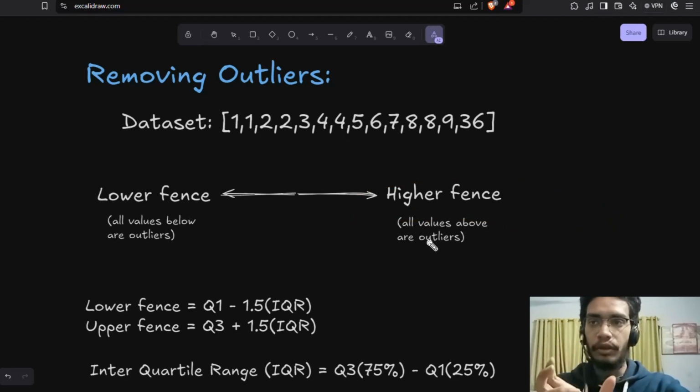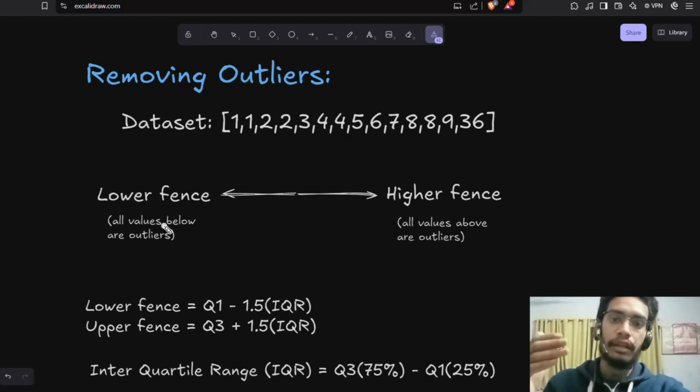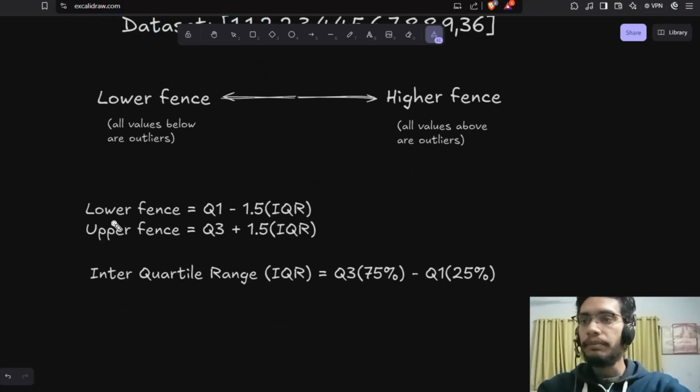So we set a range, and the numbers below that range are outliers, and the values exceeding that range, which are above the upper fence, are the outliers. We have a simple formula for the lower fence and the upper fence. For the lower fence, it is Q1, the first quartile, minus 1.5 IQR, and the upper fence is the third quartile plus 1.5 IQR.